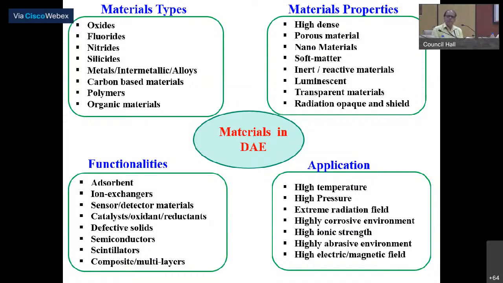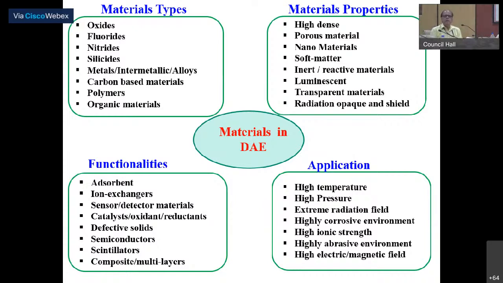Materials in DAE, it was mentioned by VC sir also. DAE and materials, I can take liberty and say they are almost like synonymous. The wide range of materials used in DAE can be classified in more than one way. Left uppermost box is material type. In DAE, we use oxides, fluorides, nitrides, silicides, metals, intermetallics, alloys, carbon-based materials, polymers, organic compounds. Material properties: we want materials to be highly dense, to be highly porous. You see the extremes. Nano, soft, ultra hard, inert, highly reactive, luminescent, transparent. And we also want materials for radiation shielding applications.